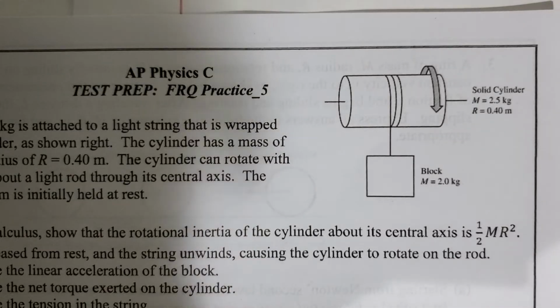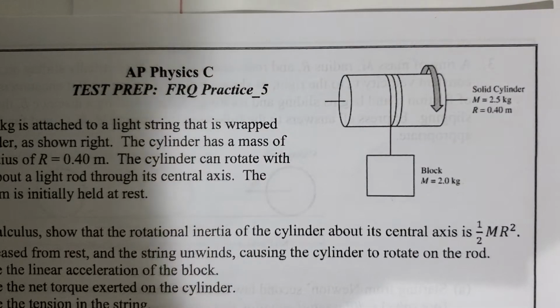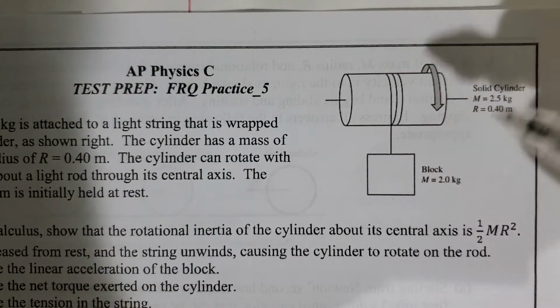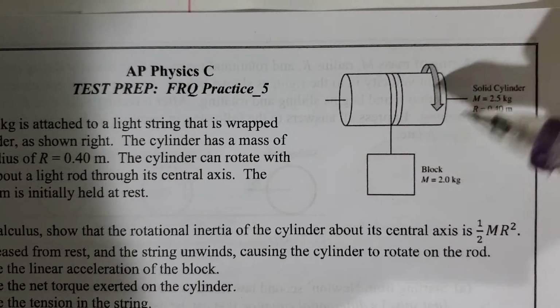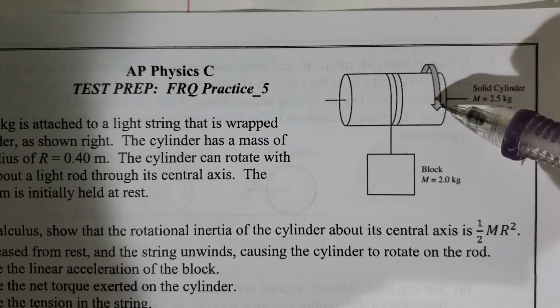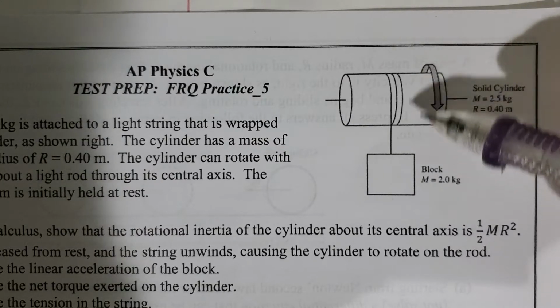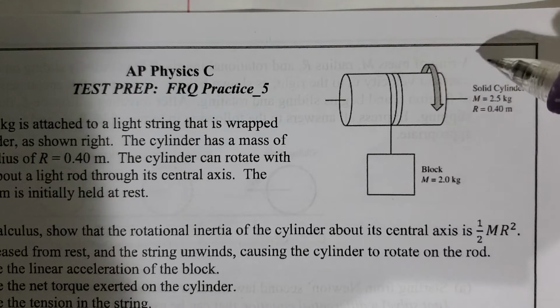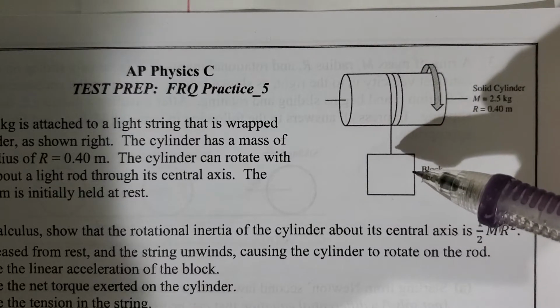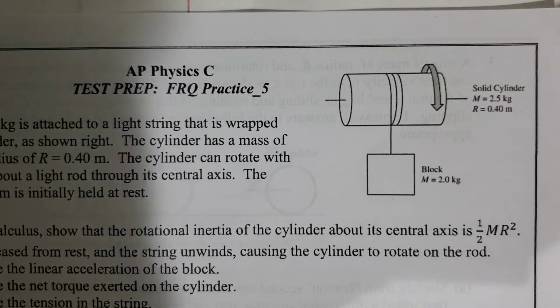Okay, so for FRQ number 1, we have a block that has a mass of 2 kilograms and it is attached to a string. This string is wrapped around a solid cylinder that has a mass of 2.5 kilograms and a radius of 0.4 meters. Now the cylinder is fixed, meaning that the block will not pull it along with it, but the cylinder is allowed to rotate. So once this block drops, the cylinder will spin.